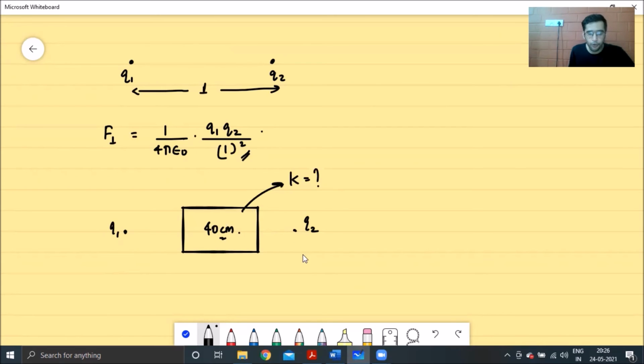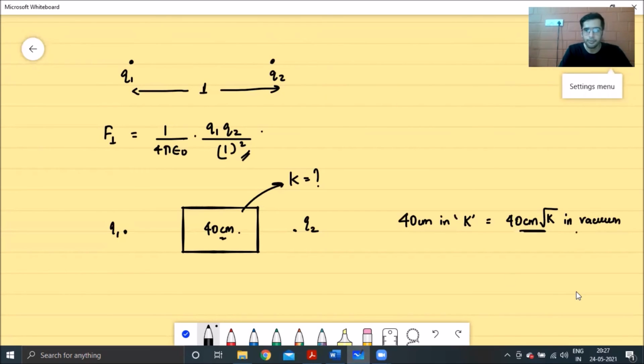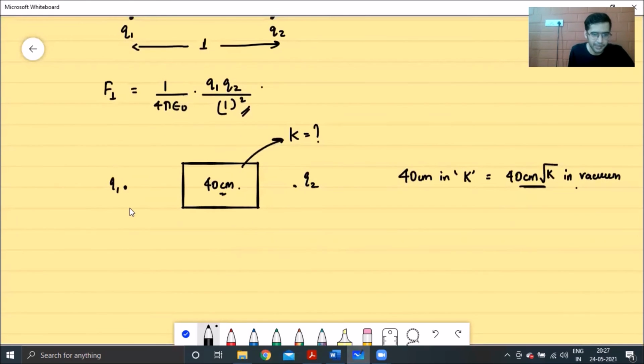Right? So now what will be the force acting between these two charged particles? If I have to find that out, I'll again write down the logic that a distance of 40 centimeters in K is equivalent to a distance of 40 centimeters into root K in vacuum. Right? And once again, let me take this distance as x and y. You know that x plus y will be equal to 60 centimeters over here, which will anyway be substituted later.